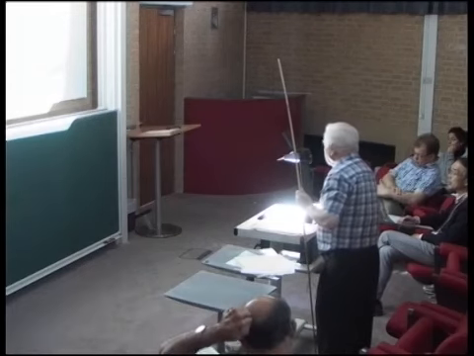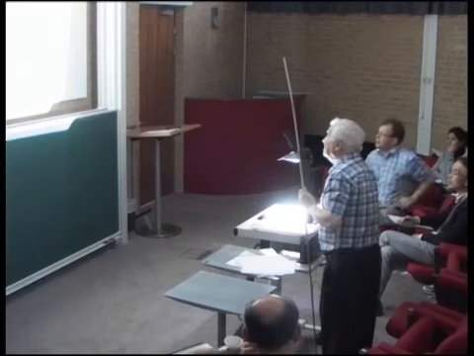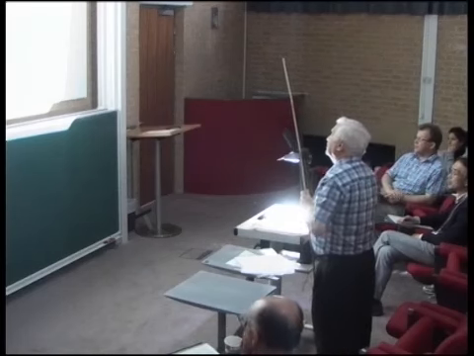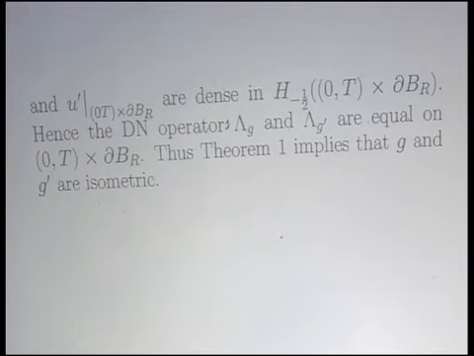This probably written what I said now. Since the Dirichlet-Neumann operators are equal, Theorem 1 implies that G equals G prime. Okay.